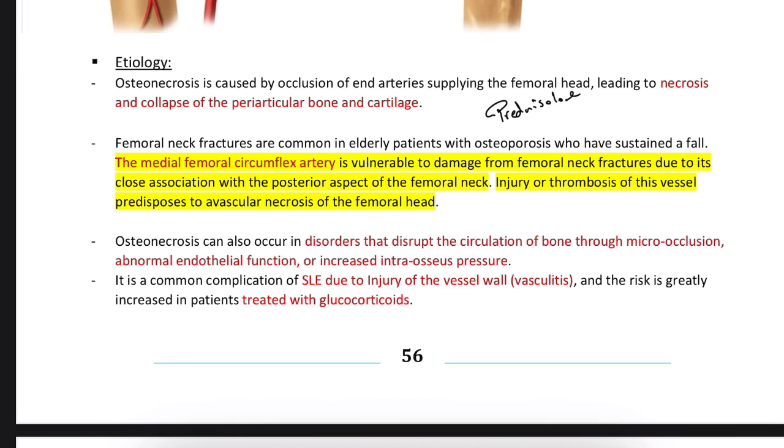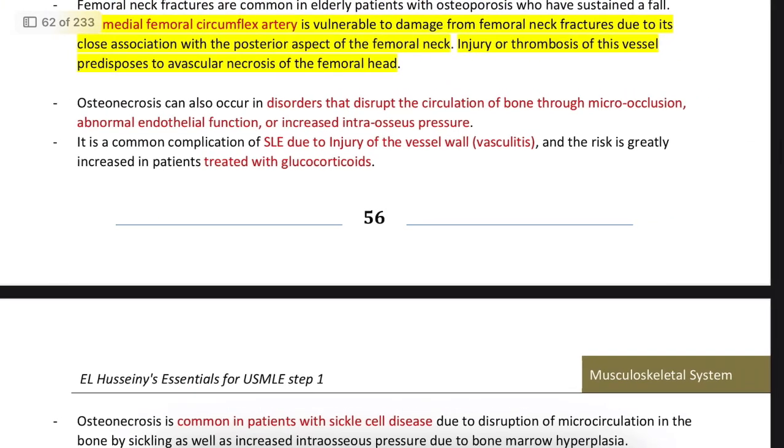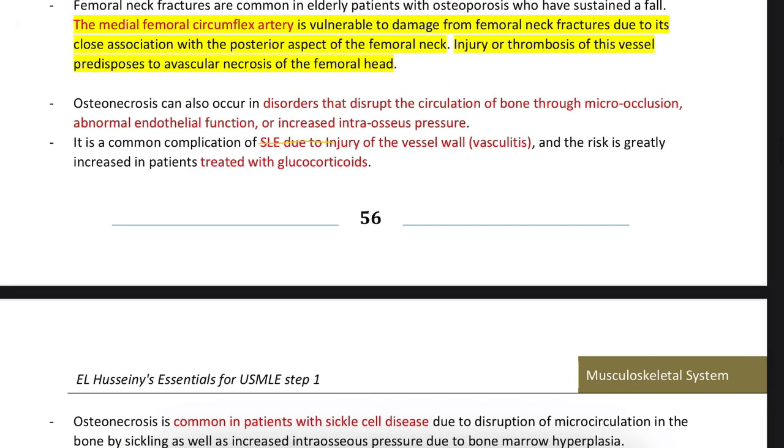Next one, sickle cell disease, microvascular occlusion from sickled RBCs. So this sickle cell disease can also cause avascular necrosis. Okay. Next one, systemic lupus erythematosus. This autoimmune disease causes vasculitis, plus steroid use. Next one, alcohol abuse. It affects bone metabolism and blood flow also.